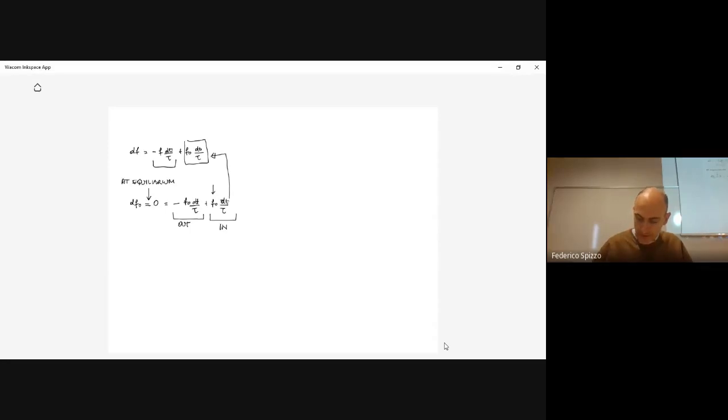I wanted to compare these two situations just to say that in the second situation, it's easier to understand why I put plus f0 times dt divided by the relaxation time.